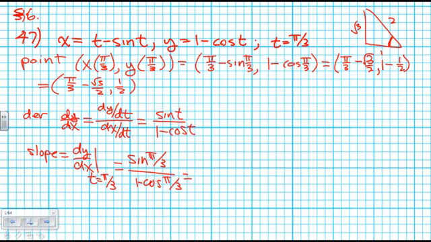Sine of pi over 3, again, is root 3 over 2. The cosine of pi over 3 is 1/2. So I've got root 3 over 2 divided by 1/2. Which is equal to root 3 over 2 multiplied by the reciprocal of 1/2, which is 2. Which means those two cancel. So I am going to get a slope of root 3.